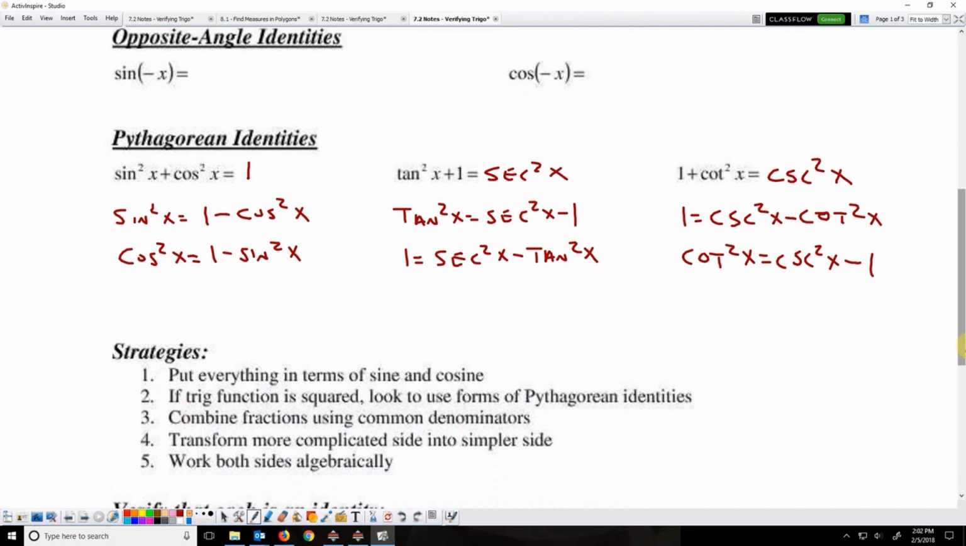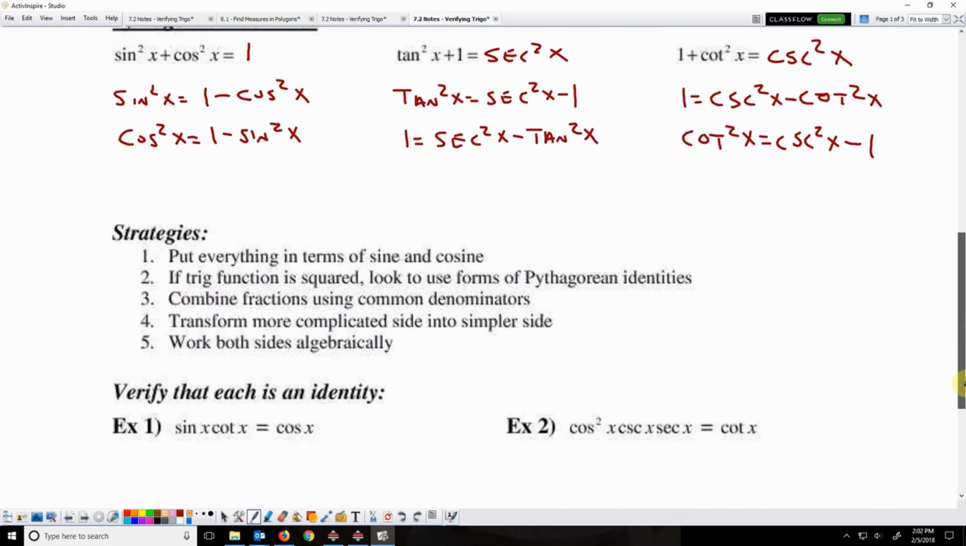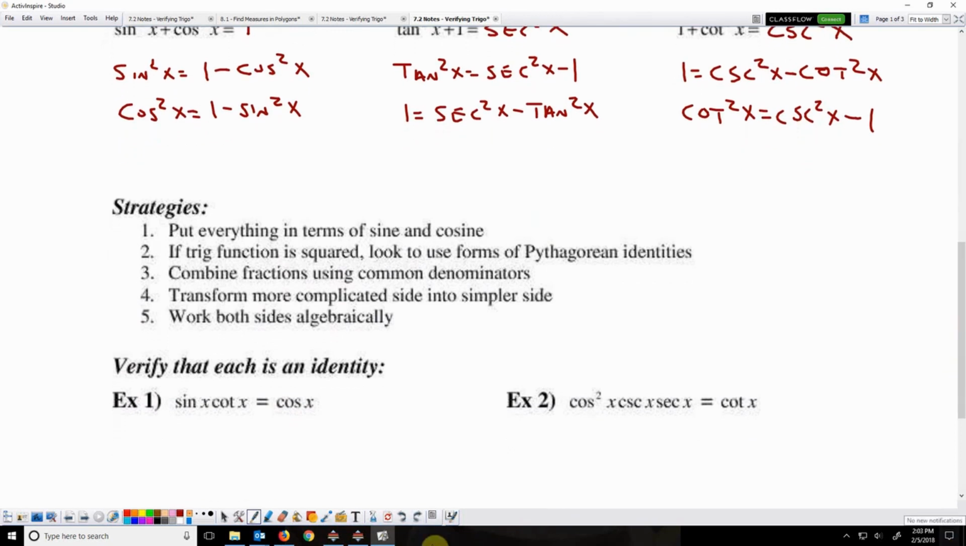So when we verify a trigonometric identity, that means that I need to make this left side equal the right side. So I'm actually already saying they are equal, but I need to make them look identical. And what that's actually doing is proving that this statement here is true.